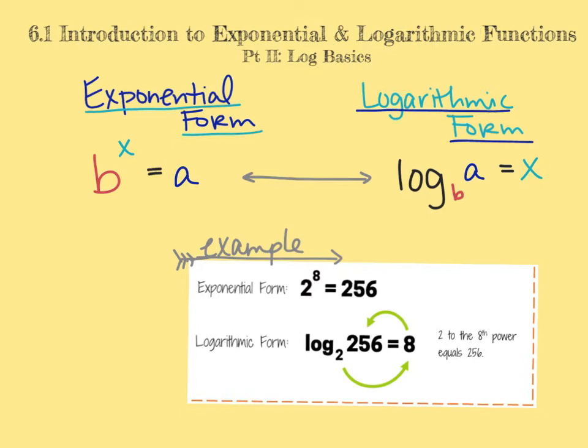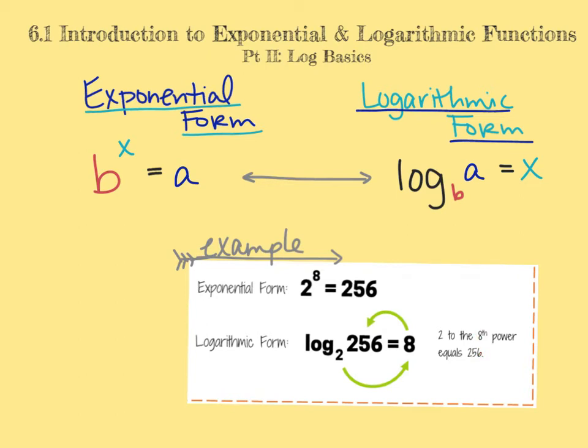If we take a look at the example written down here, one example of an expression in exponential form is 2 to the 8th power equals 256. Converting this into logarithmic form, we recognize that 2 is our base, it's the b value, and so it's written down low, like base is low. Then our exponent x is 8. That is what the output is in logarithmic form. Then this a value here is 256. That goes inside the log function. So we say log base 2 of 256 equals 8. 2 to the 8th power equals 256.